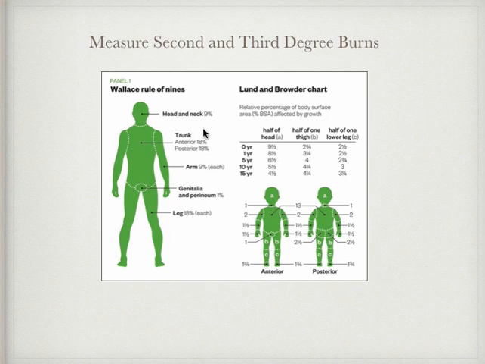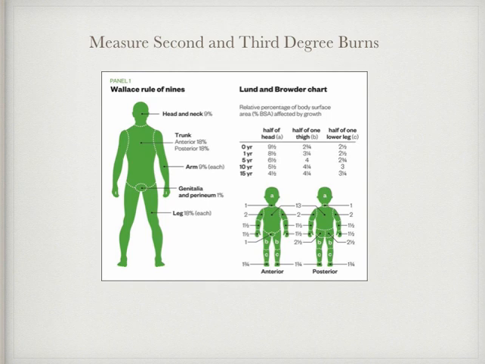So the head and neck is 9%, the entire head. The arms are 9% each. So let's say you had a burn on the front of the chest and both arms. Let's just do an easy thing. The right and left arm are burned. It would be a total of 18%. So all you're doing is adding it up. It's just to give you a quick ballpark of how much is burned to initiate treatment.